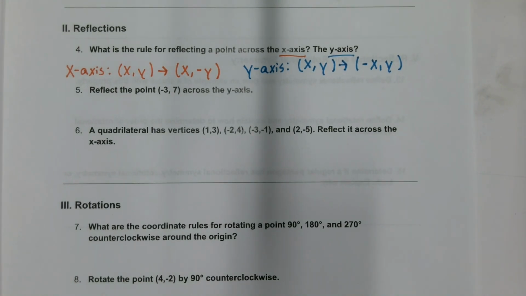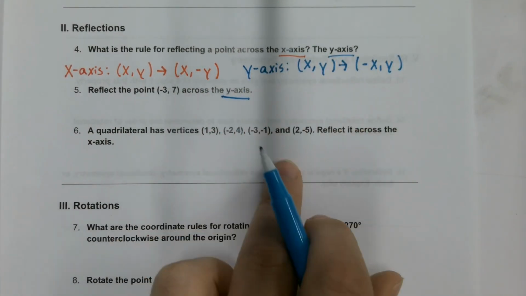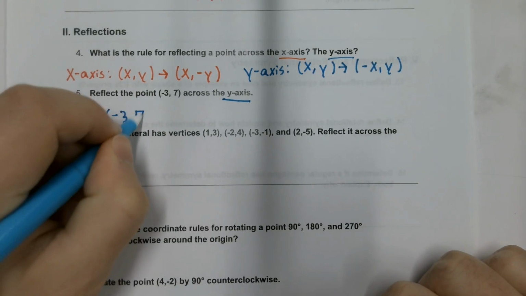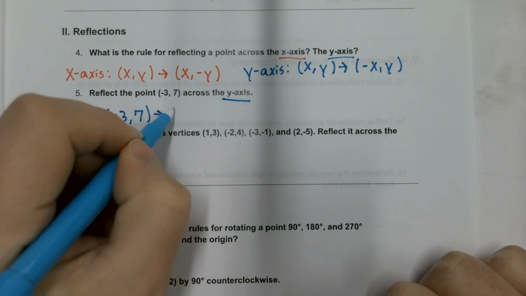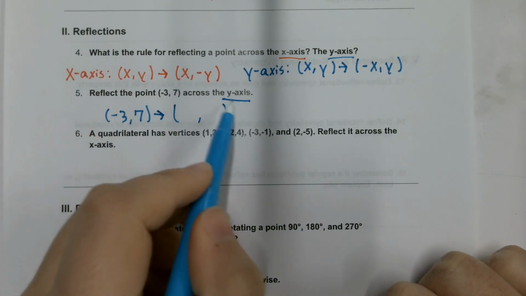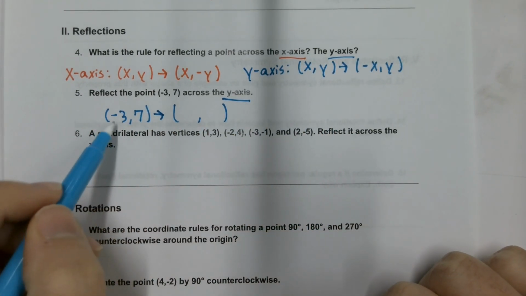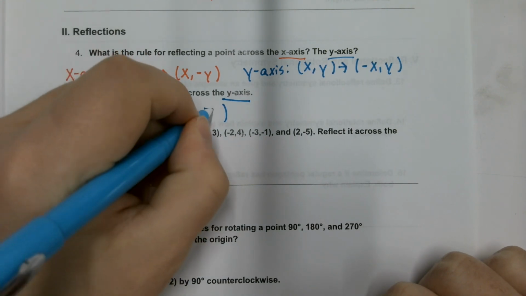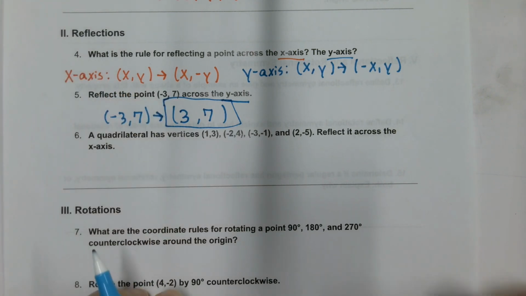So let's use that logic here on number 5, where we want to take this point and reflect it across the y-axis. So we're going to be using this rule here. So if I start with my point, -3, 7, and I reflect it across the y-axis. Again, when I reflect across the y, the x value is going to change to the opposite. So if this is -3, this is now going to be +3, and that's going to stay 7. But just like that.